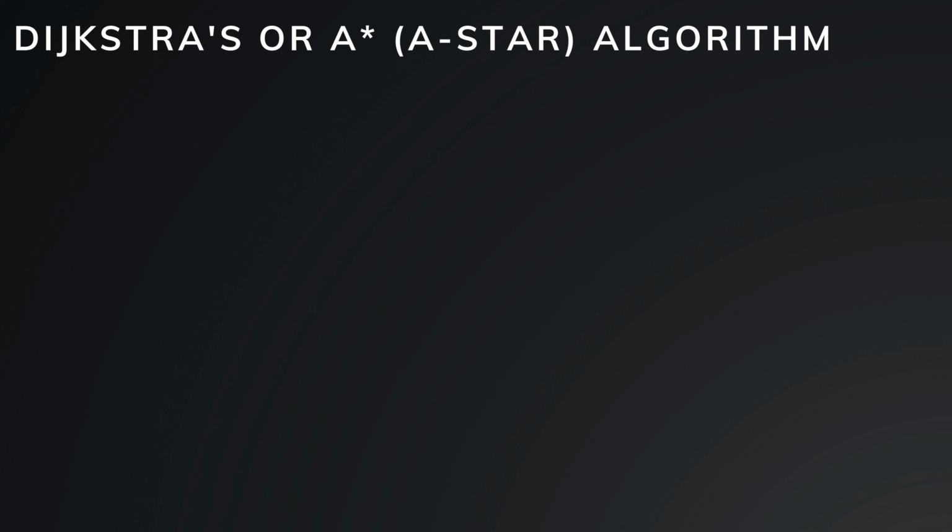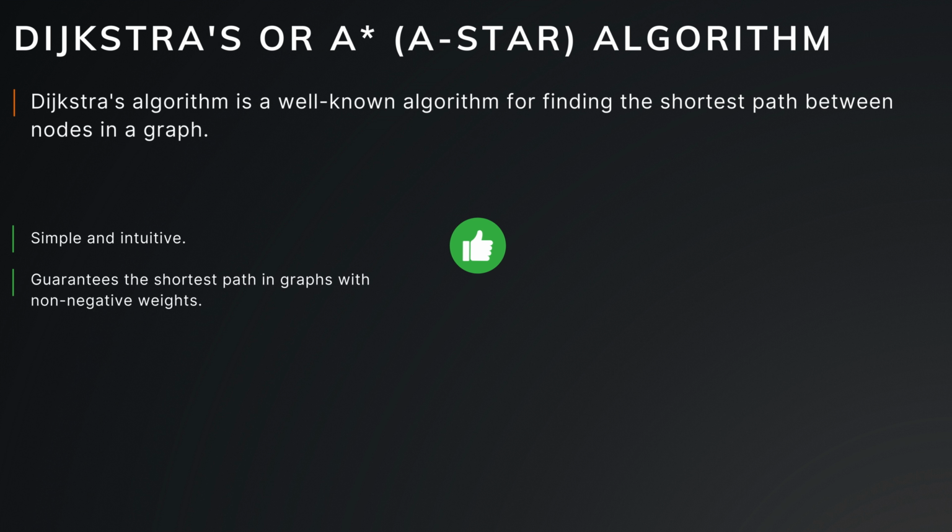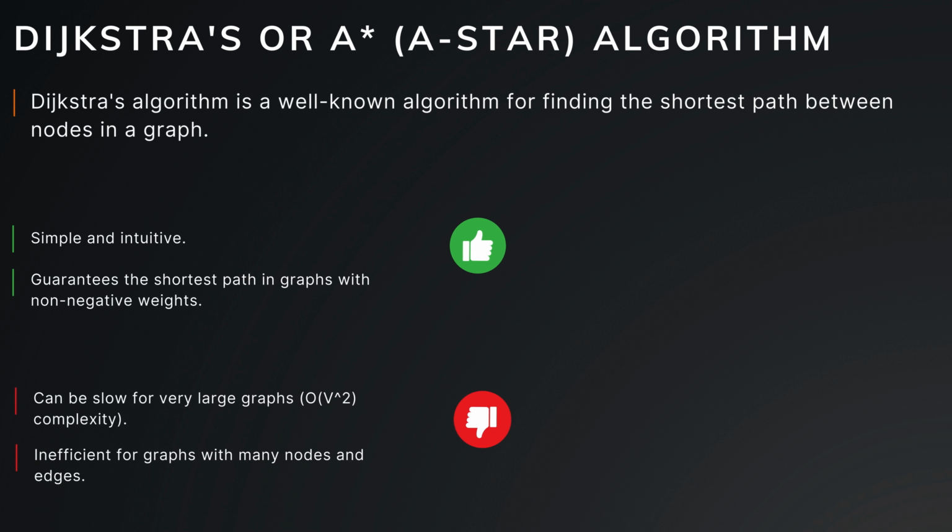Dijkstra algorithm is a well-known algorithm for finding the shortest path between nodes in a graph. It has such advantages: simple and intuitive, guarantees the shortest path in graphs with non-negative weights. On the other hand, it can be slow for very large graphs, inefficient for graphs with many nodes and edges.